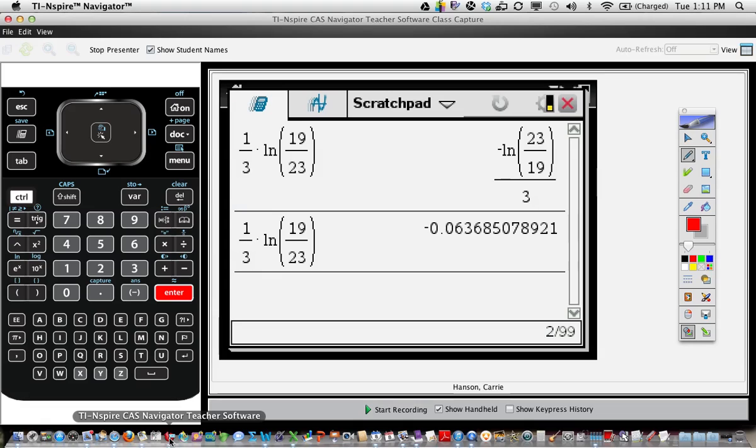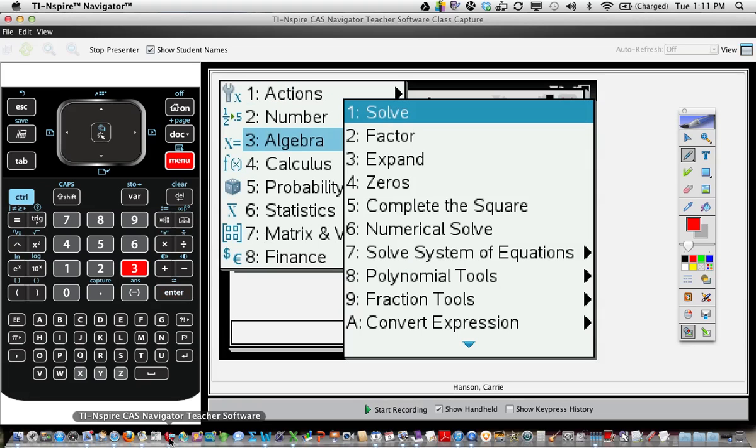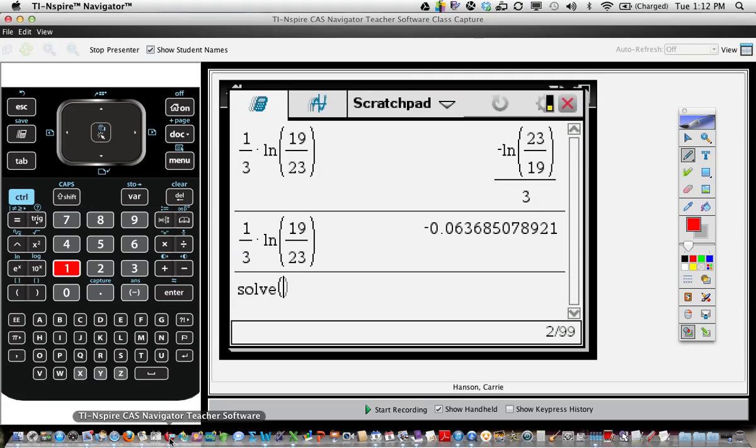Y equals 65 plus 115 e to the -0.063685 T. That is the temperature of our coffee. Now, let's go ahead just for the heck of it and run through this as review. Do a solve, Carrie, for us. So on the quiz, if you have a problem like this, I want to see some of this work.